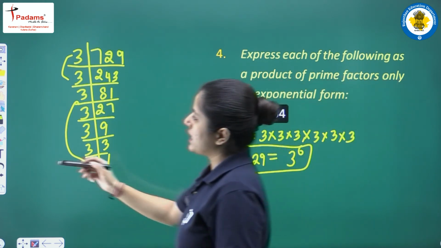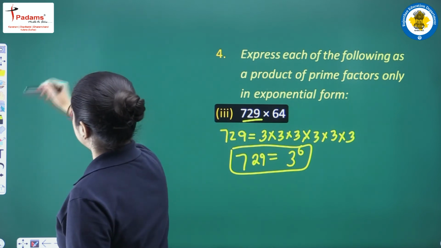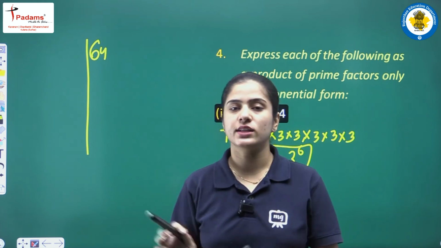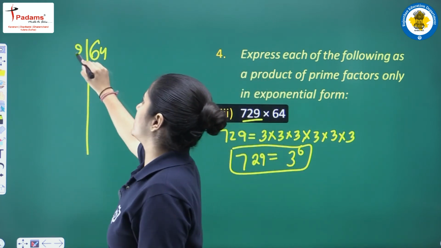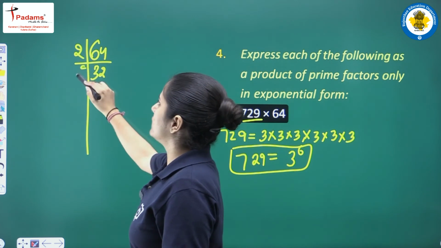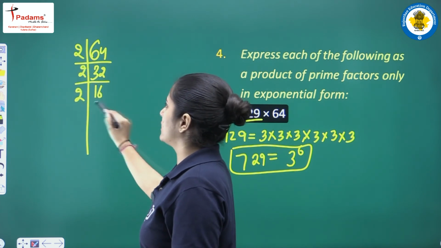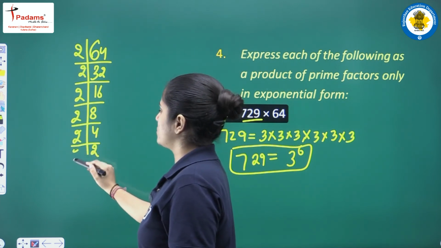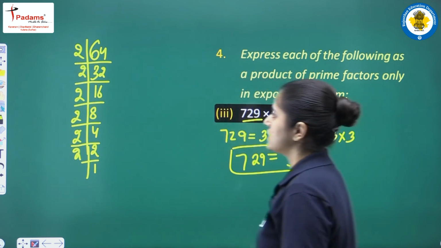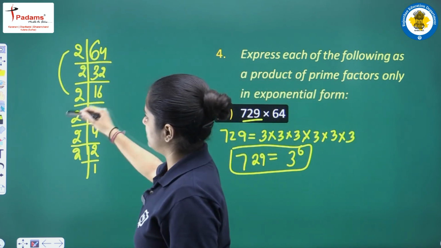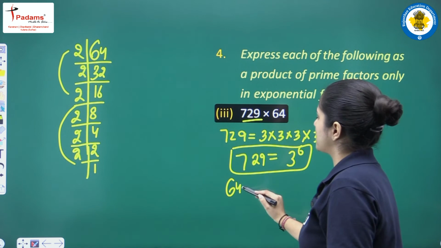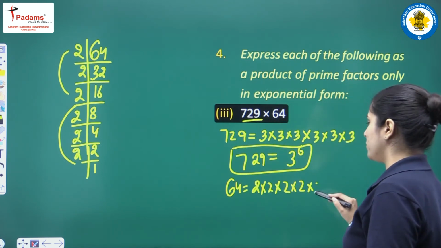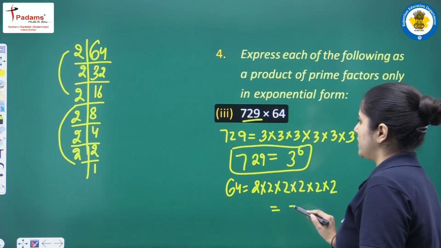right? Now we'll have the solution for 64. 64 even number, so we'll be cutting it on the table of 2. So this is 32. Now it is 16. It is 8. It is 4. It is 2. Then it is 1, right students? So it is 2 raised to power 6, okay? 64 is equals to 2 into 2 into 2 into 2 into 2 into 2, that is 2 raised to power 6.